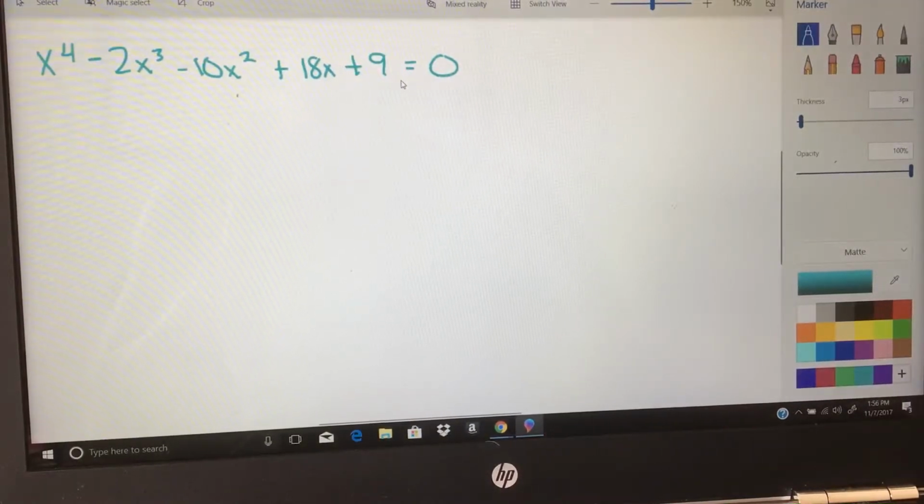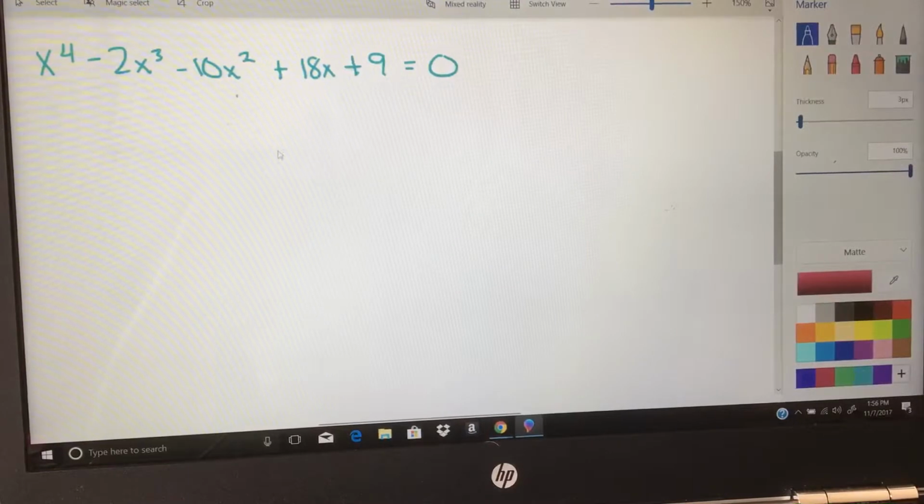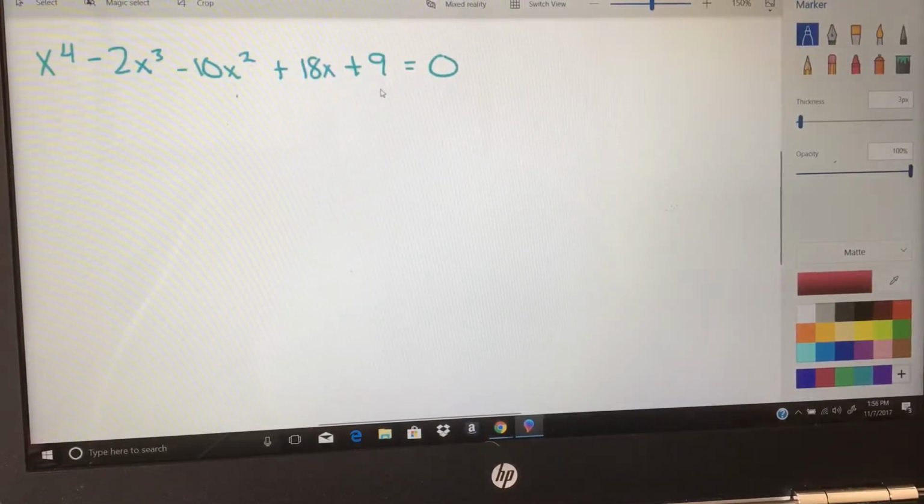Okay, we have a three-part problem here with finding zeros. The first part of our problem, we are asked to list all of the rational roots according to the rational zero theorem. To find the roots according to that theorem, we first want to find P and Q. P is going to be your constant, and Q is going to be the coefficient of your leading degree here. So Q is 1 and P is 9.